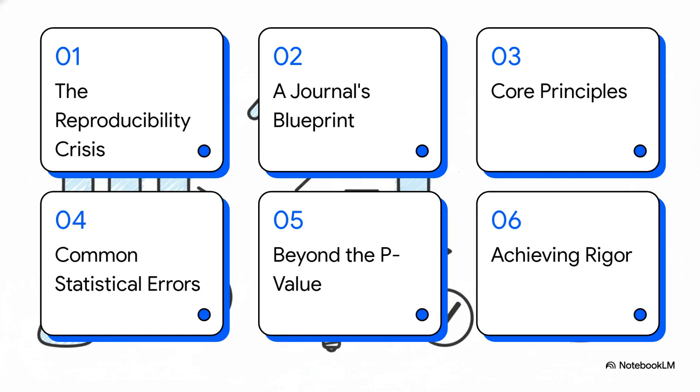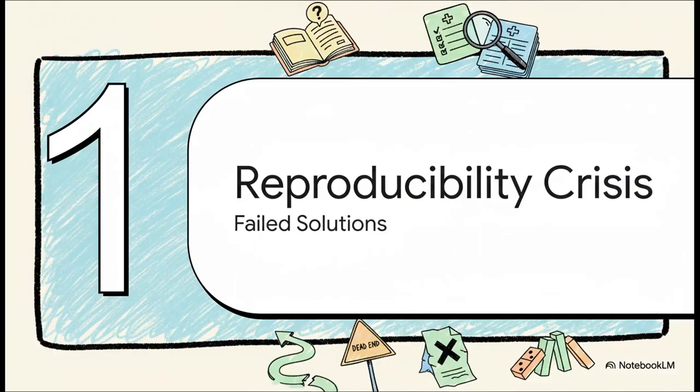First, we'll look at why so many past attempts to fix this problem have, well, failed. Then, we're going to get practical and dissect a real-world blueprint from a top journal. From there, we'll boil it all down to some core principles. And I'll give you a field guide to the most common errors so you can spot them and avoid them. And, critically, we're going to spend a good chunk of time on what I think is the most important shift in modern research, moving beyond just the p-value to what really matters, clinical relevance. And don't worry, we'll wrap up with real, actionable solutions for both the system and for each of us. Okay, let's dive right in.